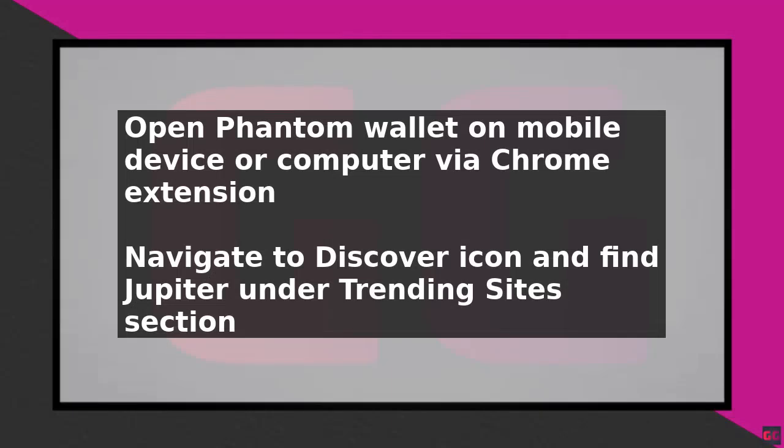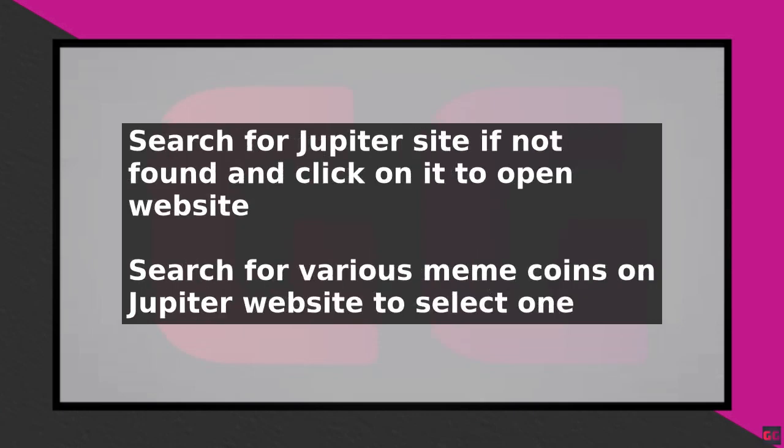To sell meme coins using a Phantom wallet, start by opening the wallet on your mobile device or computer via the Chrome extension. Navigate to the bottom right corner, where you'll find the Discover icon, and scroll down until you see Jupiter under the Trending Sites section.